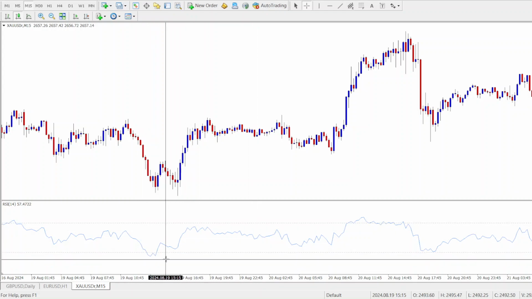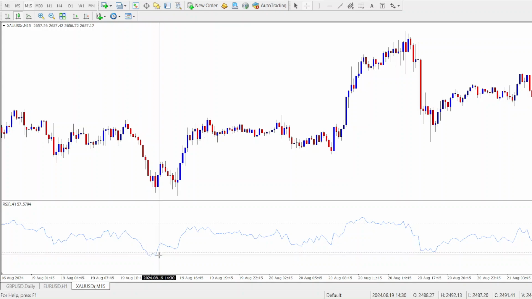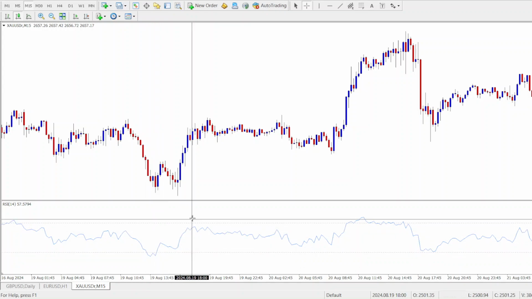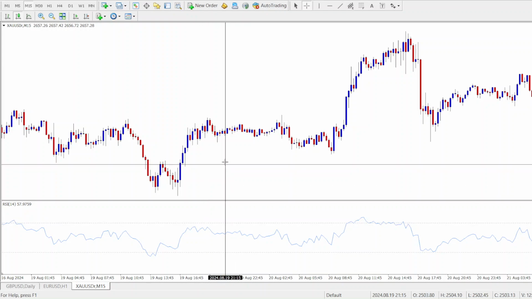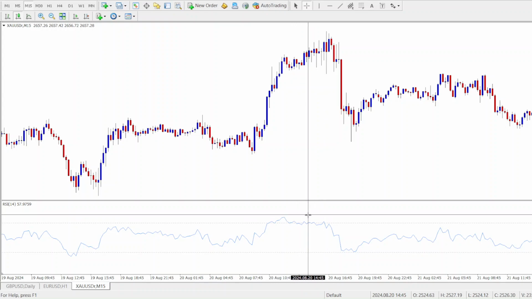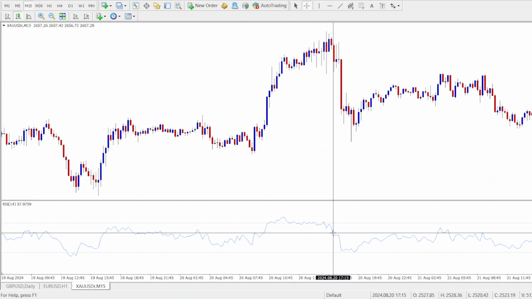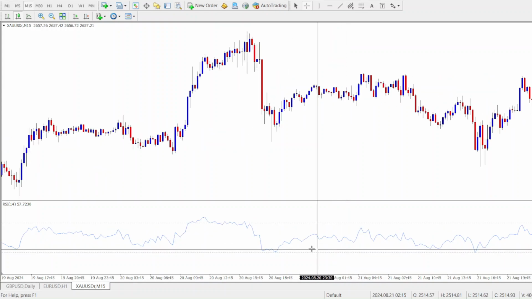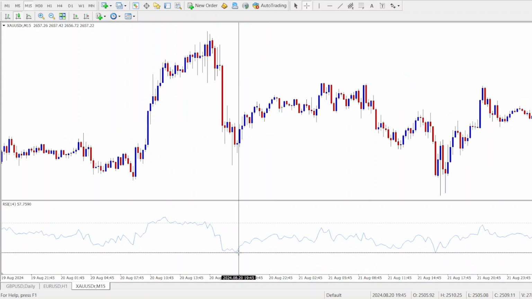When the RSI drops below the 30, you can enter a buy. When it rises towards the 70, you can quickly close. Then when it enters into the 70 region and begins to point downwards, you can enter a sell. And then when it gets to the oversold, you can exit your sell and look for an opportunity to enter a buy when the RSI starts pointing upwards.